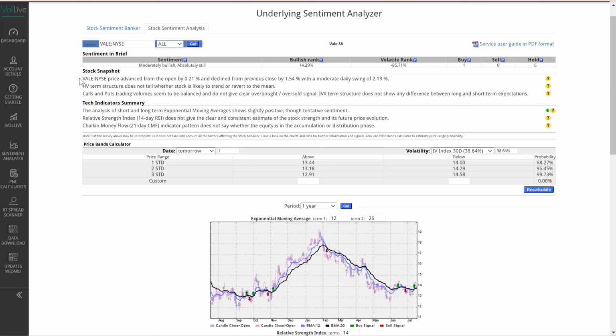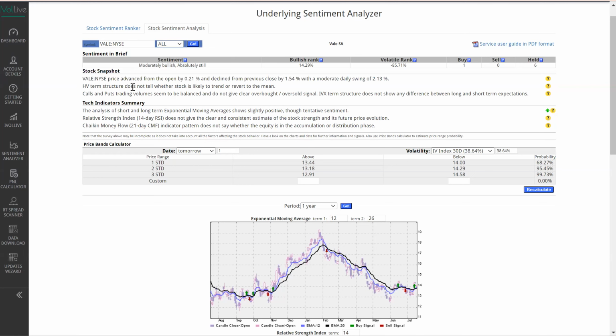If we take this paragraph by paragraph, the first paragraph will always tell you what the current underlying price is doing. This has nothing to do with options pricing, but this is what Vale's current stock price is doing. So, it's had a moderate daily swing, but nothing too crazy. HV stands for historical volatility.